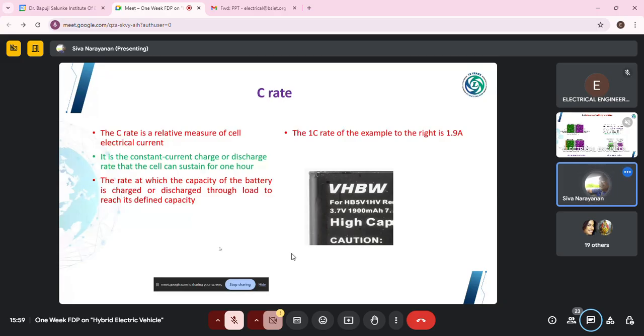So what is the significance of this? If you increase the C rate to 2C or 3C, what happens? The quantity of the current gets increased. It will be 1.9 into 2, it will be 1.9 into 3. If you increase the current, automatically the time gets reduced. So when you go for 3.8 amps, automatically the time gets reduced.